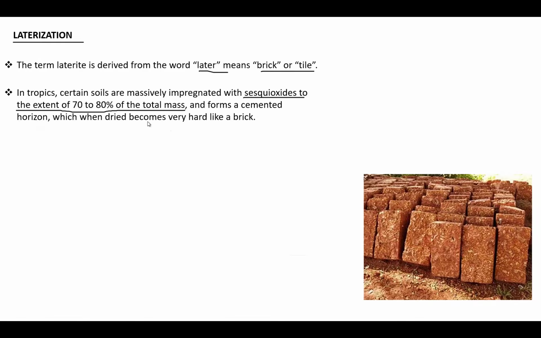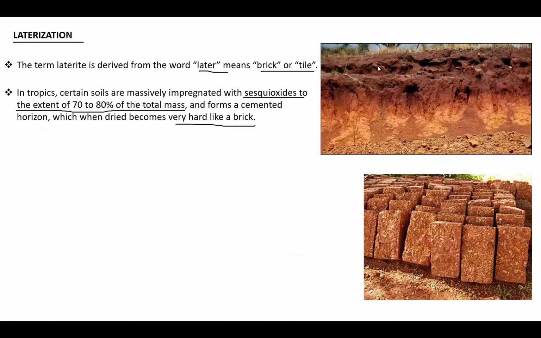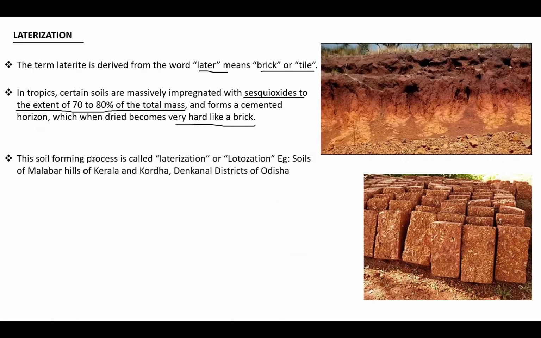So when it dries up, when this is exposed to the environment, it becomes very hard like a brick. So the special lateritic horizons look like this. The soil formation process is called laterization. This accumulation of sesquioxides is called laterization or latosolization. Mostly this type of soils can be seen near the Malabar hills of Kerala and some parts of Khordha and Dhenkanal districts of Odisha.